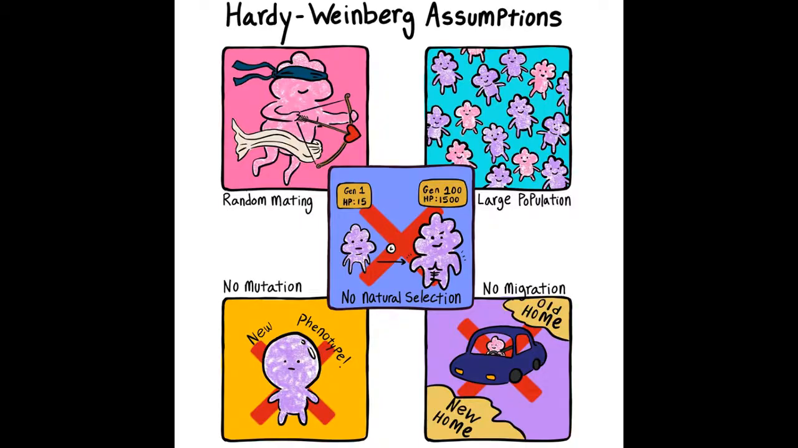Hardy-Weinberg created a series of mathematical equations that allow us to determine the amount of recessive alleles and dominant alleles in a population. However, there are some strict assumptions to make these equations valid.